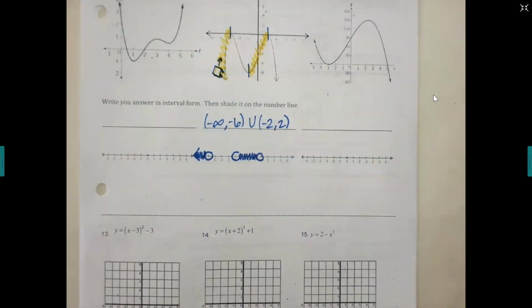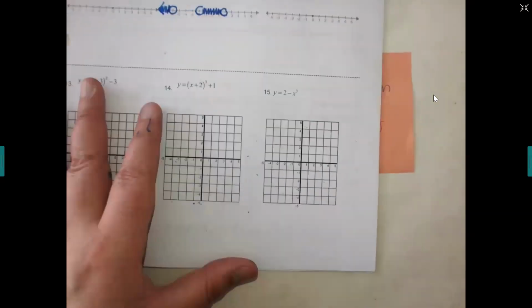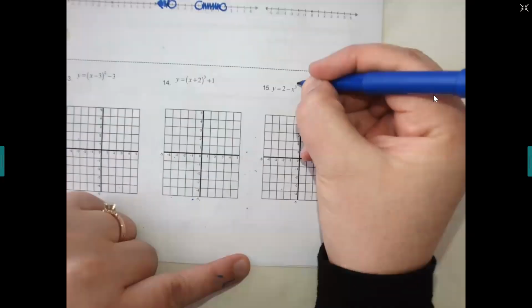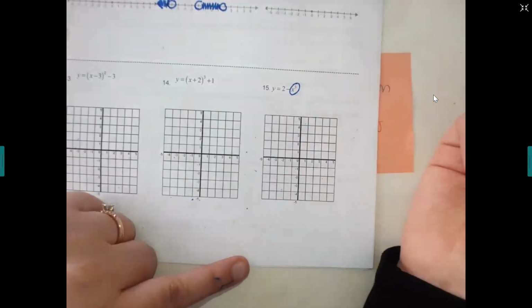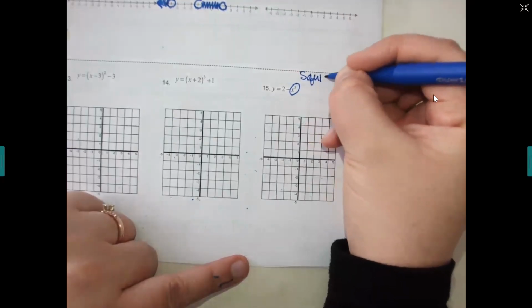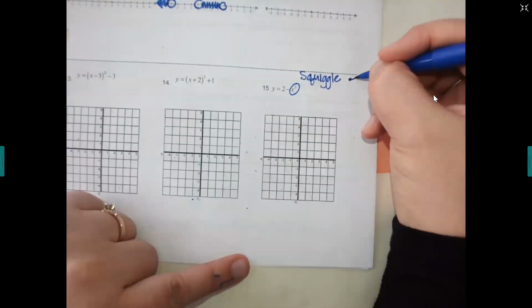Okay, last one we're gonna do off this page is number 15. You have a calculator, but you should also recognize the x cubed shape. What shape is x cubed? Is it a U, a V, a hook, a squiggle? The squiggle. Okay, remember the U is if it's squared. So your squiggle goes like this.